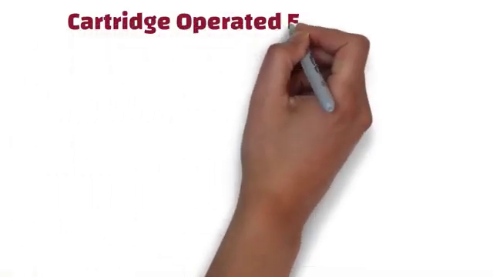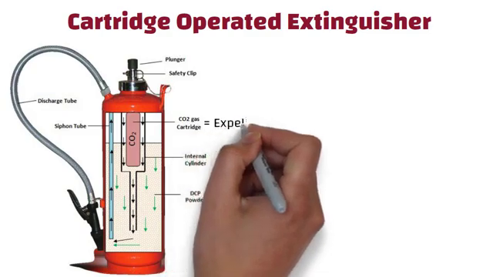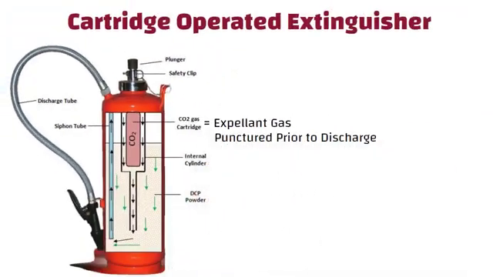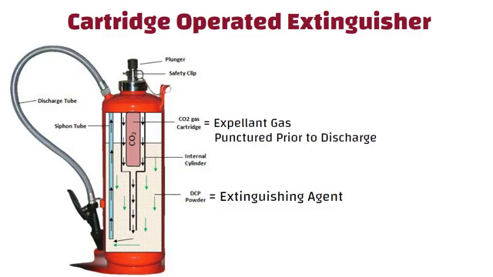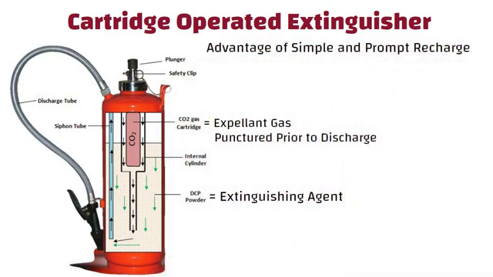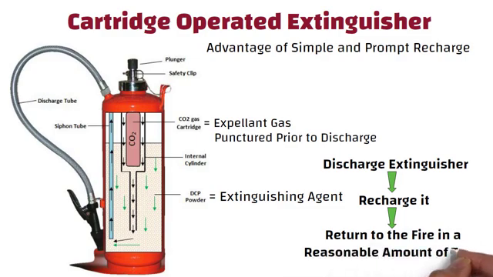Cartridge operated extinguishers contain the expellant gas in a separate cartridge that is punctured prior to discharge, exposing the propellant to the extinguishing agent. They have the advantage of simple and prompt recharge, allowing an operator to discharge the extinguisher, recharge it, and return to the fire in a reasonable amount of time.